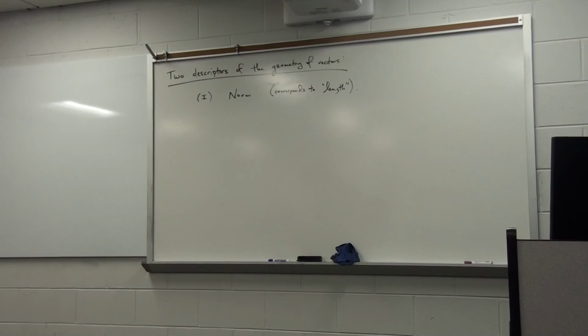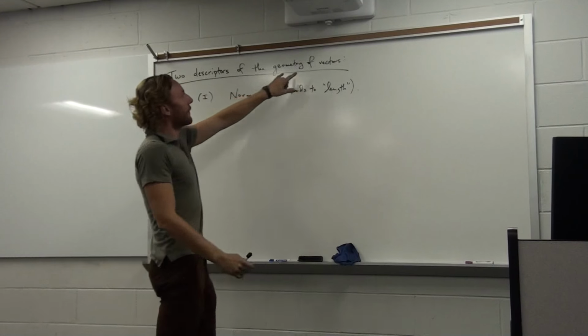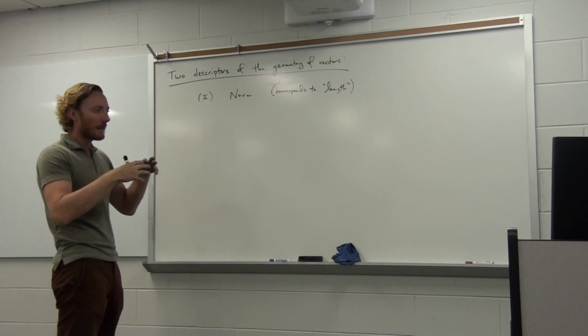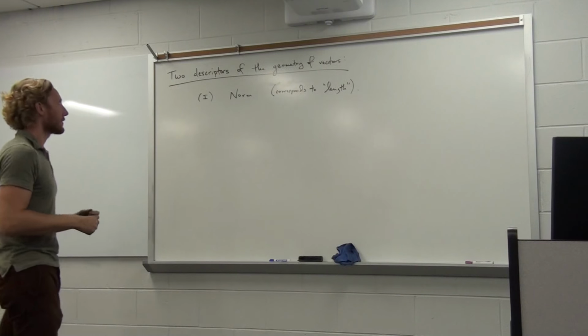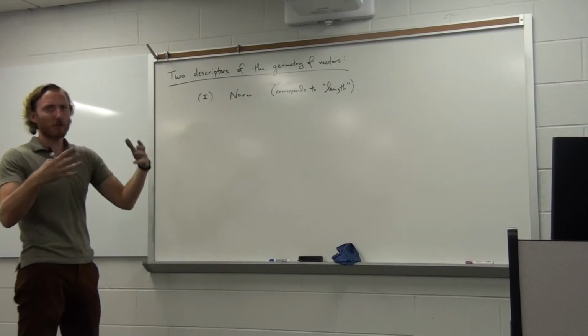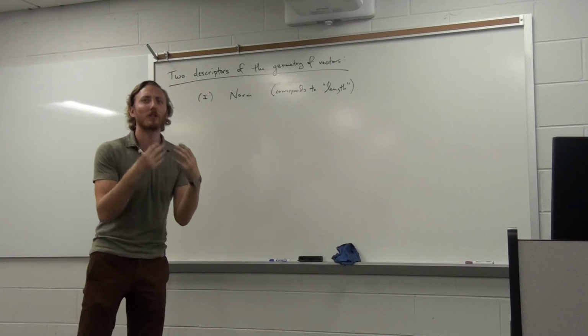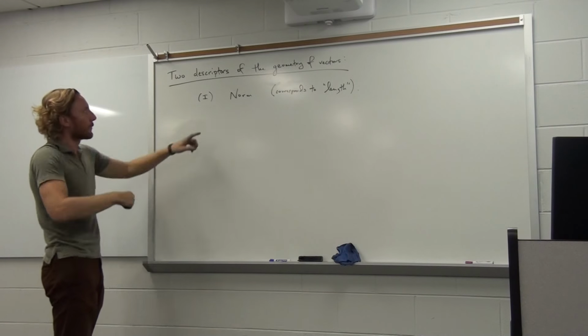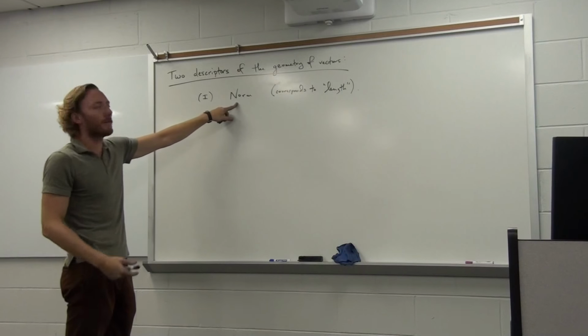All right, so we've got a way of thinking about vectors geometrically. We can imagine these things in two-dimensional, three-dimensional space. And we're going to talk about a couple descriptors of these things. When I say descriptors, just a word to describe certain features of our vectors. So we're going to start with the descriptor of norm.